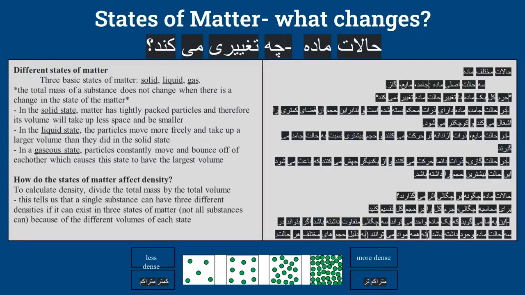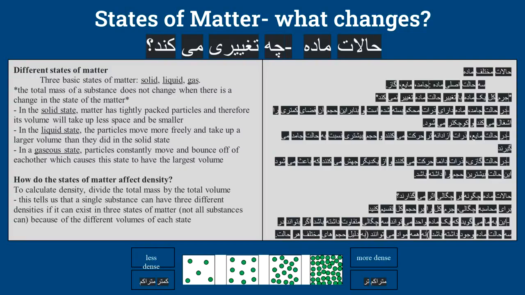This will make the density for the substance slightly lower. In the gaseous state, the particles of a substance are constantly moving and bouncing off each other, causing it to take up the largest volume and have the lowest density. To calculate the density, we are dividing the total mass of the substance by the total amount of volume that it takes up.